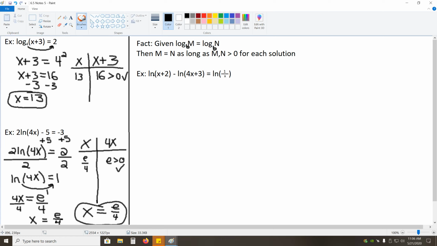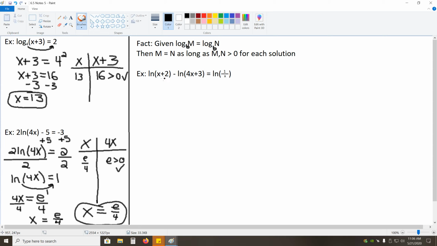So with that, we have the natural log of x plus 2 minus the natural log of 4x plus 3 equals the natural log of 1 over x. Notice we have 3 logs here. This rule only works if you have 2 logs equal to one another. We can't drop these natural logs at this point because of this subtraction. This is the most common mistake with these problems. Commit to memory. It only works with 2 logs, no more. And there cannot be any addition or subtraction happening.